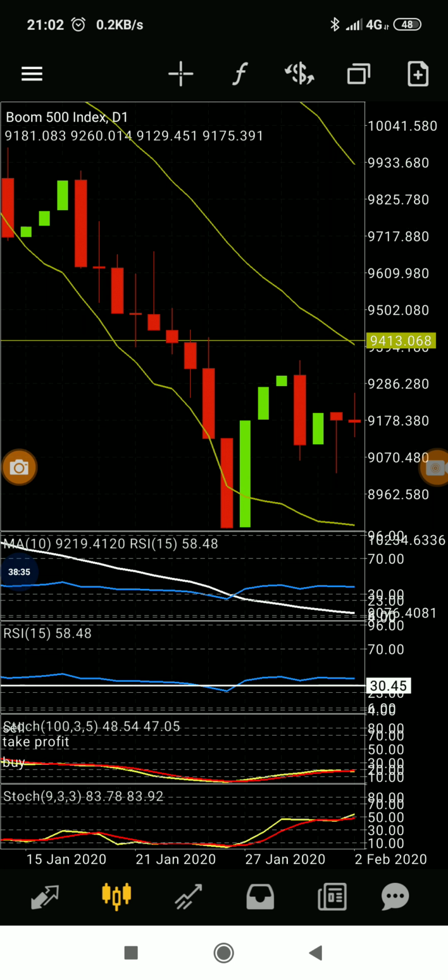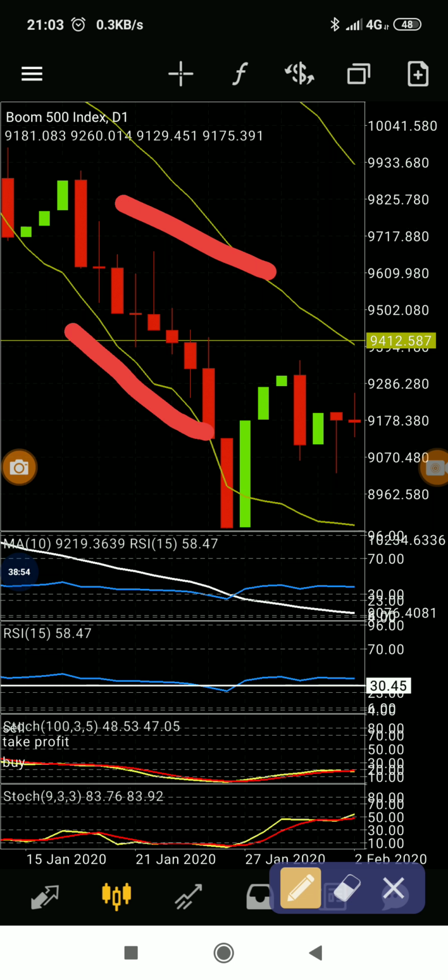Like I was saying, guys, in buying Boom, the best environment to buy Boom is when, on the daily time frame, there is something like this, a rejection pattern, a doji on the daily time frame, indicating that the trend is exhausted. That is the best environment to buy Boom or to sell Crash.